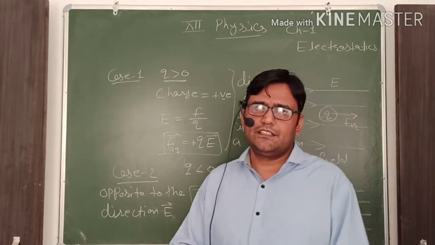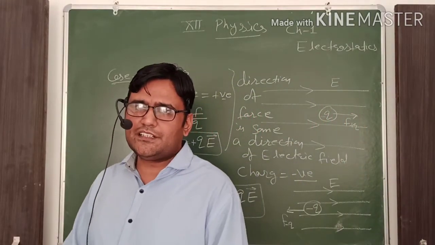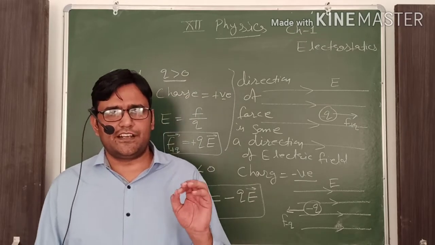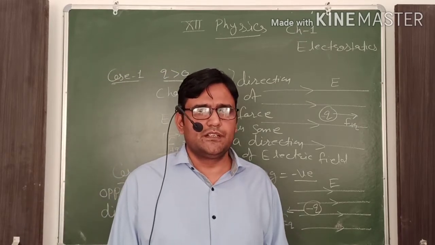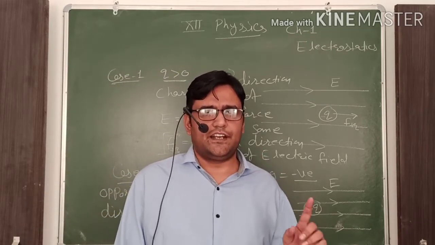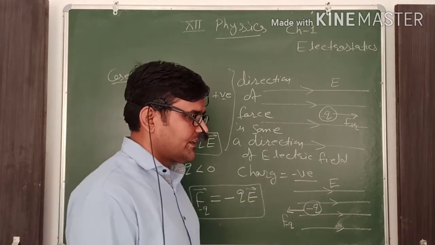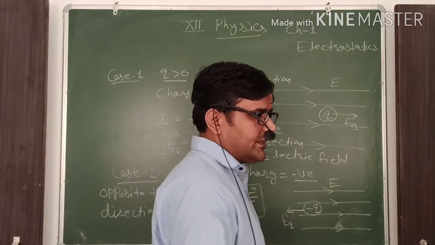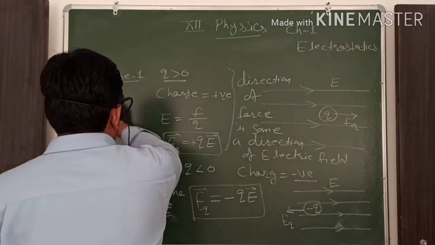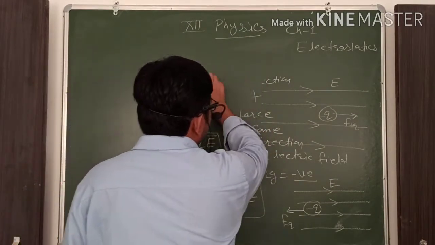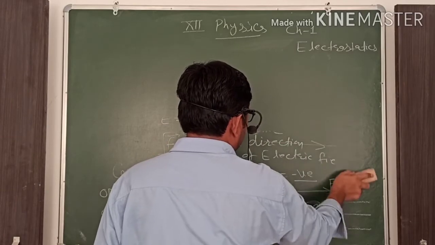Now, the directions: for the positive charge, the direction of the electric field and the force are the same, but for the negative charge, they are opposite. Clear? Okay. These are the basic definitions of the electric field and the force upon a charge due to the electric field.